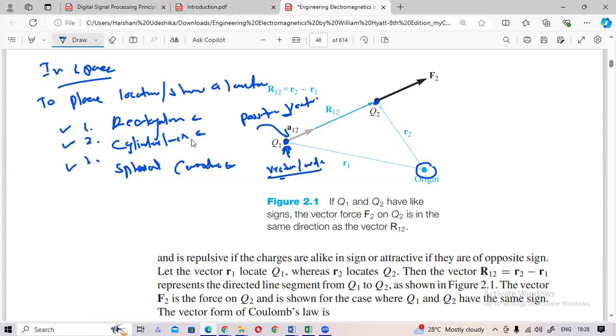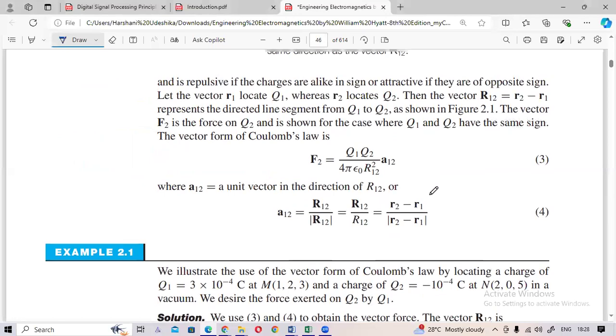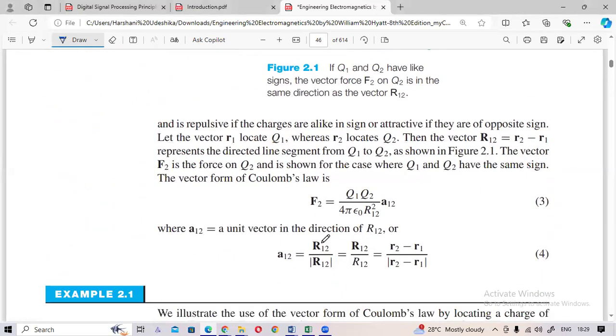So there are two particles, Q1 and Q2. Q1 will generate a force on Q2, and Q2 will generate a force on Q1. That is described in Coulomb's law. In your A-level physics also you have learned this theory, but it is not in vector form. But here we are using the vector form. So this is Coulomb's law in vector form.